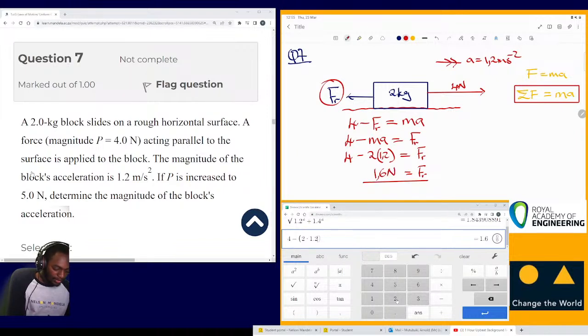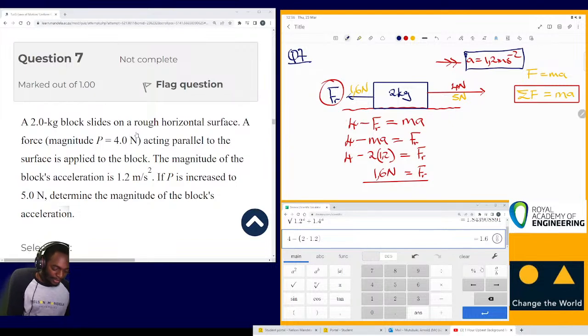which is important to find because we are going to change the driving force now. The driving force, we're told, is now increased to 5 newtons, and we're being asked to determine the block's acceleration. So what do you think is going to happen? What will happen to the block's acceleration? Is it going to be larger than 1.2 or smaller than 1.2? We've increased the driving force.